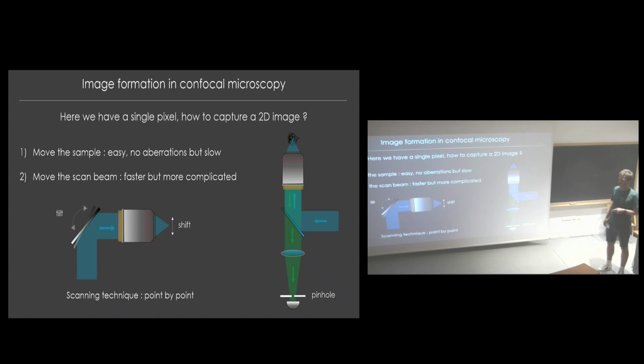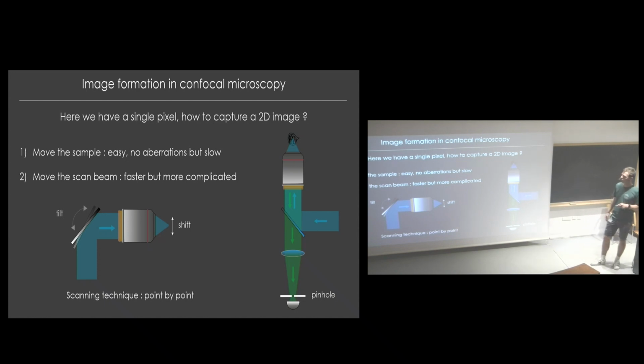So the simplest way, and it was used for decades, was to move the sample. So basically, here you have one point, and you move your sample in X and Y direction, and you can build an image. And this works fine, especially because you are imaging right at the center of your field of view, where you have no aberrations. So it works fine, but this is very slow. So it takes minutes to build an image. And if you want to do some in vivo live imaging, this is way too long.